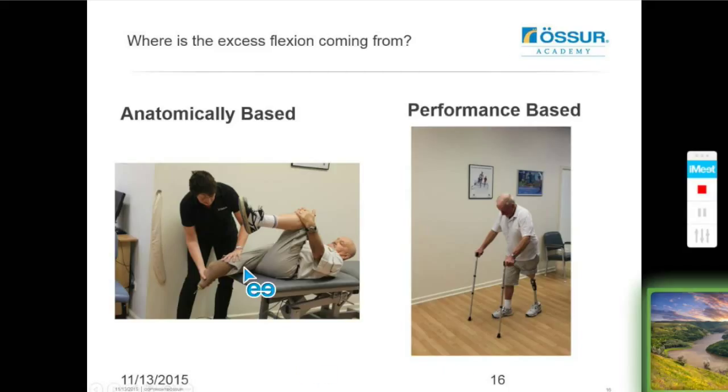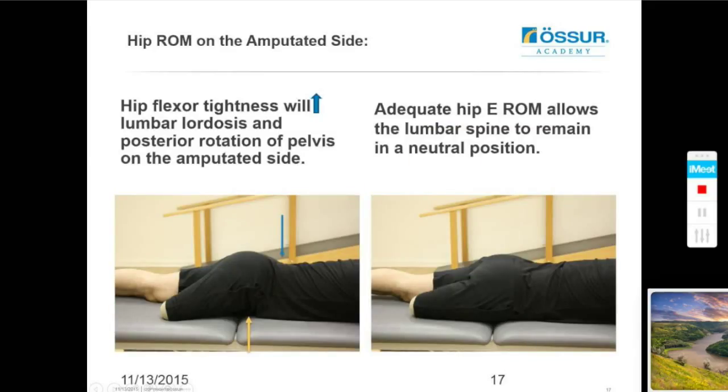So we're looking here on the left-hand side at checking for joint range of movement to see if it's the anatomy of the person that's stopping that extension on the amputated side, or on the right-hand side whether they're actually doing something in their performance that needs modifying, as he's doing here in placing his sticks too anteriorly, and that's causing excessive flexion on the prosthetic side. And we're going to move on now and look at that in a little more detail.